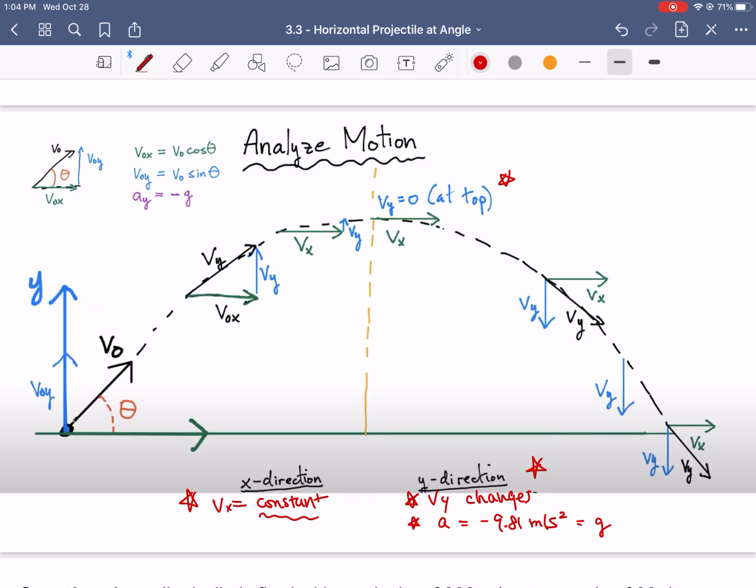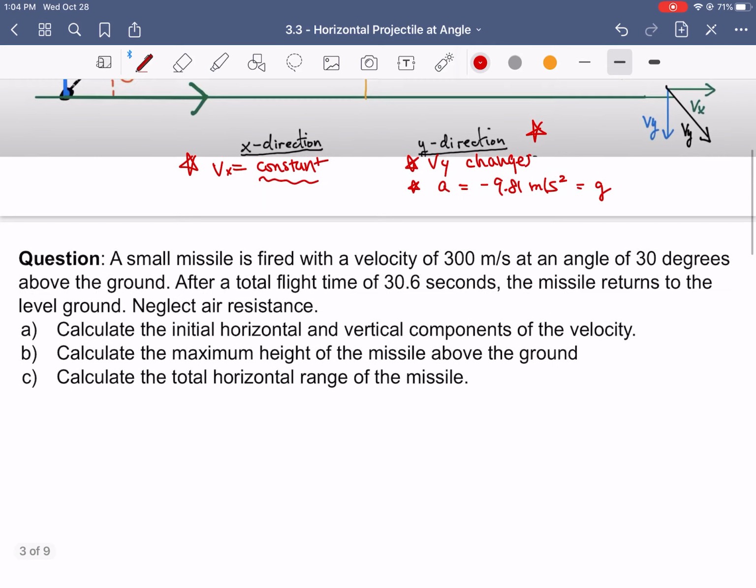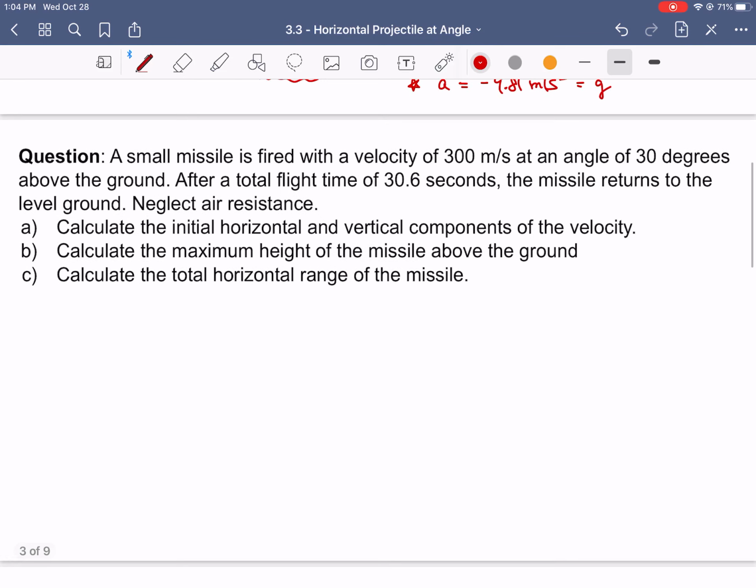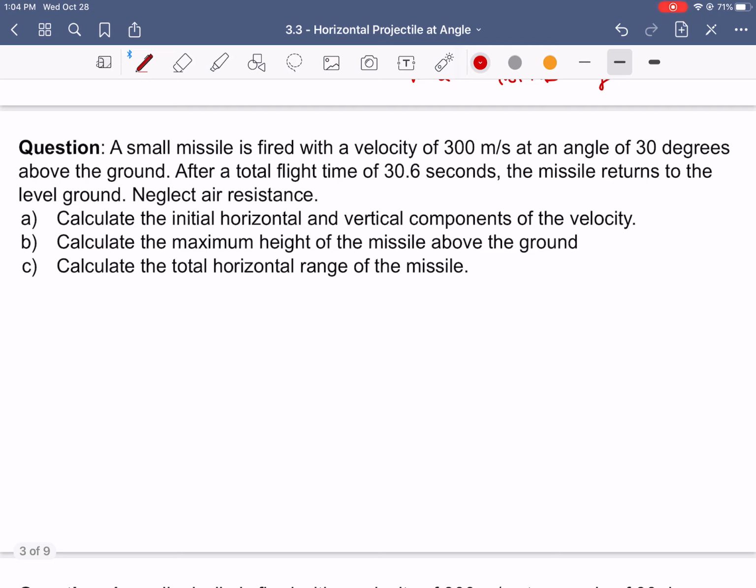Looking at some of the questions here, I'm going to go over one question that's really long, which has 3 components, A, B, and C, and then you'll be on your own working on questions 2, 3, and 4. The question says, a small missile is fired with a velocity of 300 meters per second at an angle of 30 degrees above the ground.